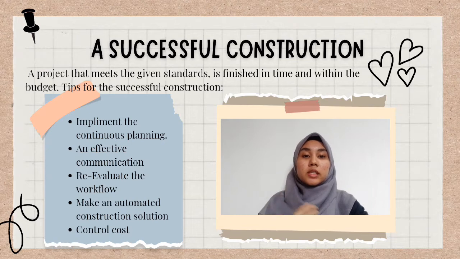The fourth one is about making an automated construction solution. An automated system allows you to save time and effort managing each project. Furthermore, it also enables you to generate reports instantly and share any information with the right people at the right time. So the last one is about controlling costs.